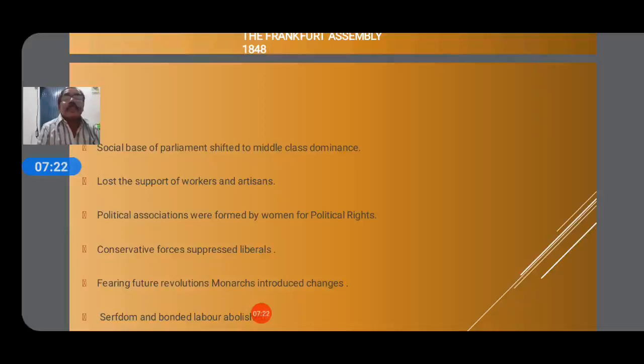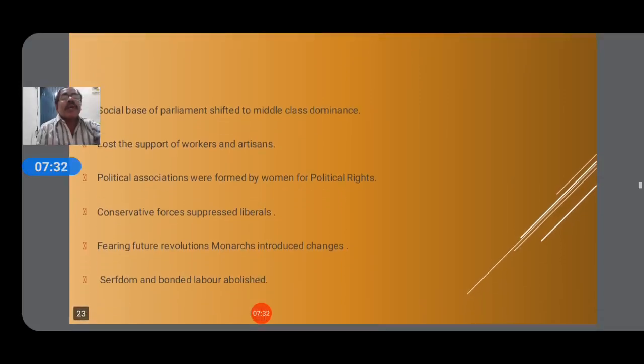Conservative forces suppressed liberals. Fearing future revolutions, monarchs introduced changes. Serfdom and bonded labor were abolished.